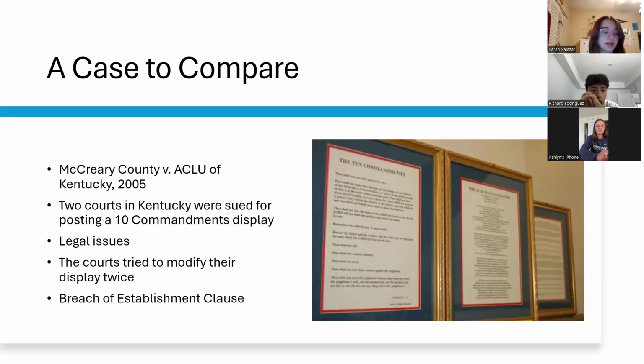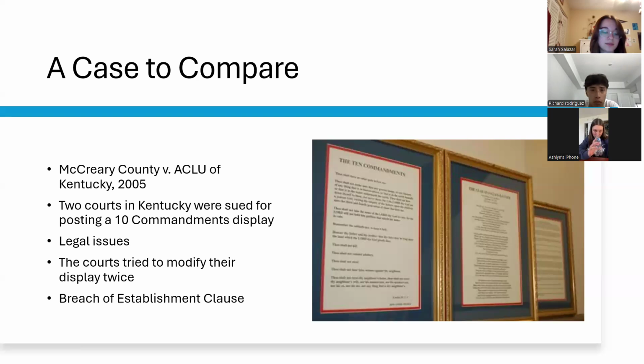The court once again used the Lemon test from Lemon versus Kurtzman, and they found that the display of the Ten Commandments, even though the courthouses claimed they had a secular purpose, was still religious in nature.